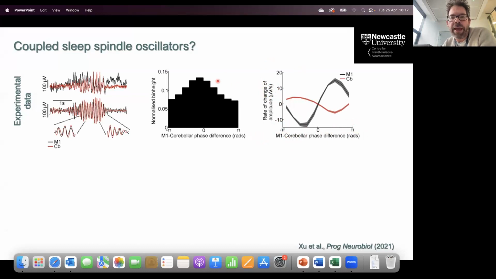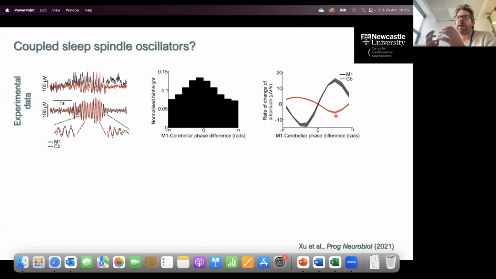So effectively what we're saying is over here these are periods where M1, the motor cortex, relatively is leading in the spindle oscillation, and you can see that on average for these phase differences the rate of change of the amplitude envelope in motor cortex is positive, whereas the rate of change of the amplitude envelope for the cerebellar spindle is negative on average. And this behavior is actually very characteristic of coupled oscillators.